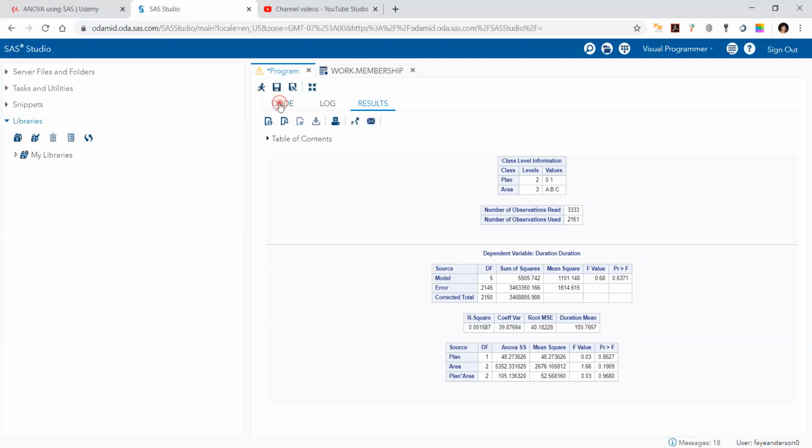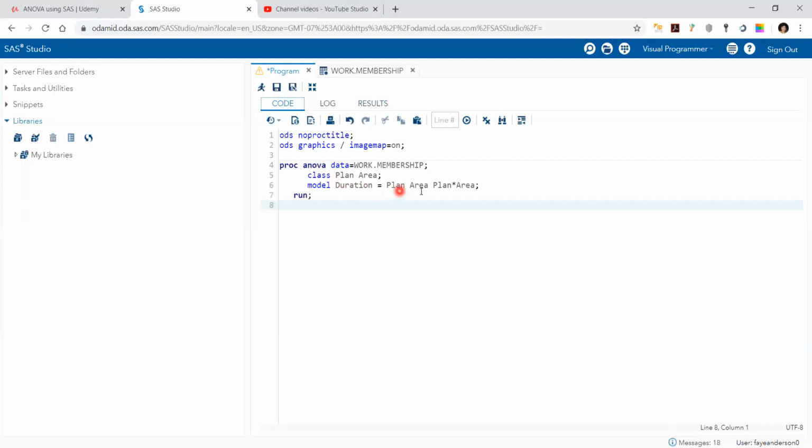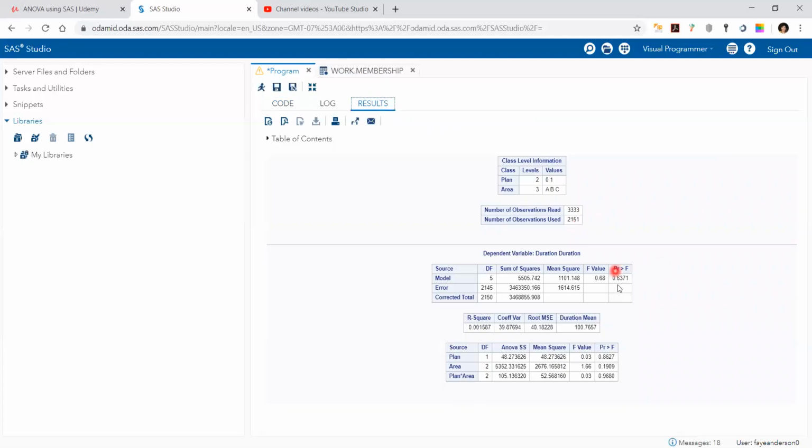If you remember, this is the model that says the duration depends on plan, area, and the interaction between them. So if we go to results, the p-value is 0.6371. It's greater than the alpha of 0.05. This means that we cannot reject the null hypothesis, and the null hypothesis states that these three factors are not significant. So we conclude that they're not significant. That is, the duration of membership in weeks does not depend on plan, area, or plan and area together.